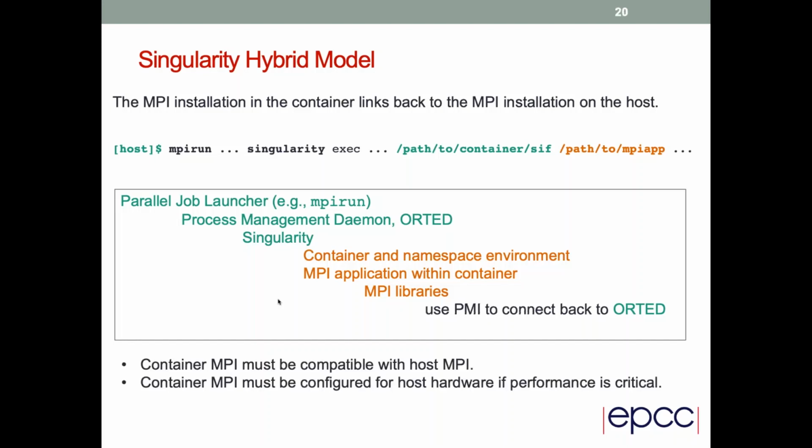So obviously, when you've built your container at the factory, the MPI there must be compatible with the host MPI, and it must be configured such that it is optimal for the host hardware if you're worried about performance. If you need the performance to be more or less the same as it would be if you ran natively on that platform, that step might be a bit tricky to do when you're building in a separate environment anyway.